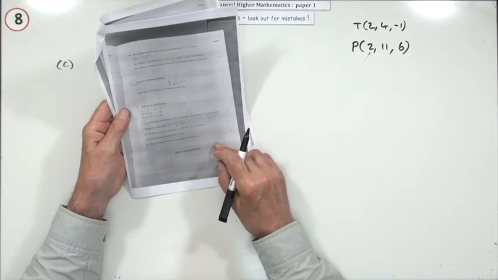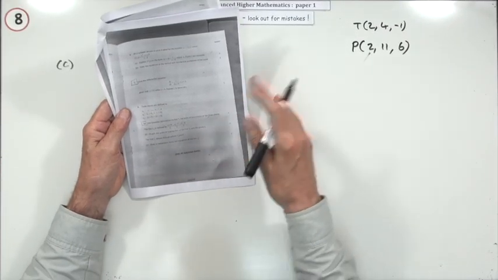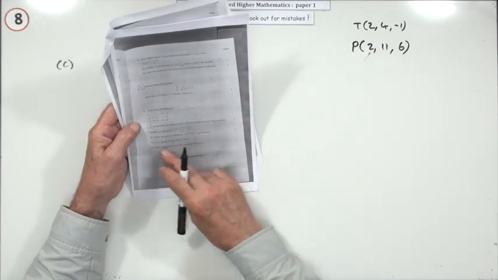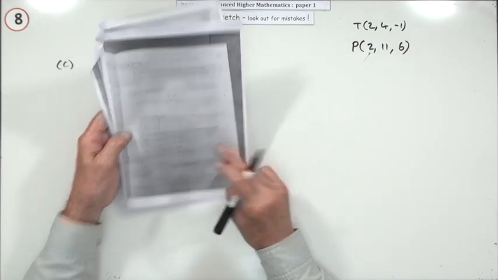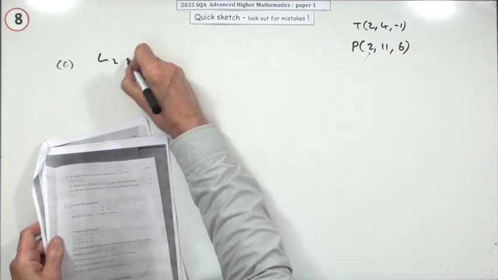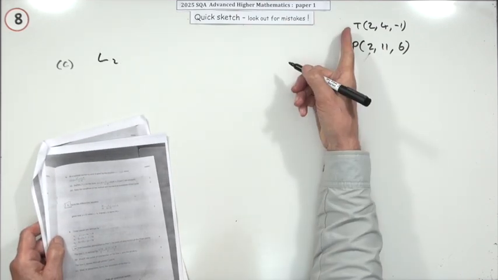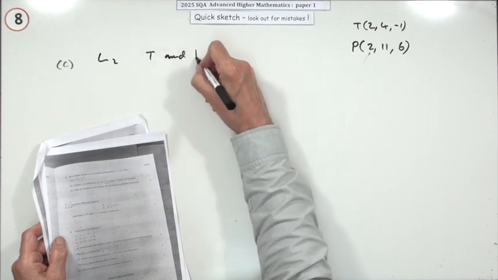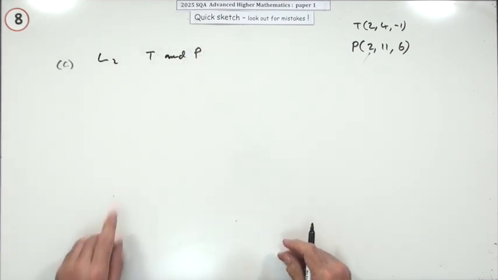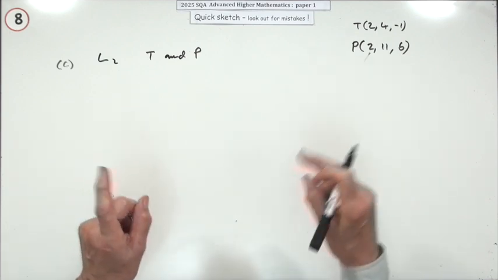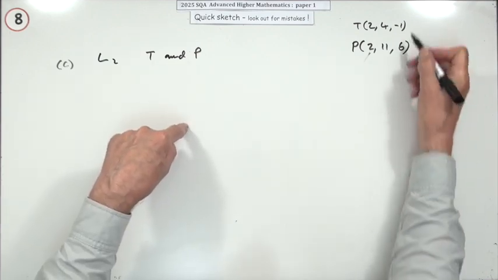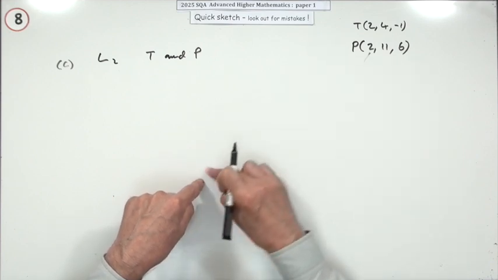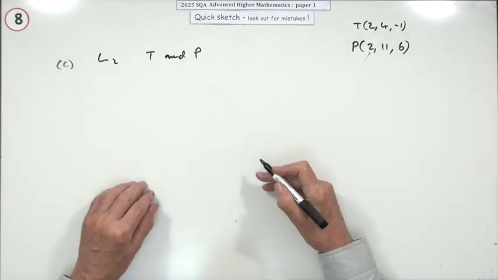And then part C, it says, find in parametric form, that's the same form that you put into the equation of the plane to find the point of intersection, find in parametric form the equation of this line L2, which passes through the points T and P. So it goes through T and P. Well, if you want the equation of a line, you just need two things. A point on it, pick either of them, and a direction to go in. And then you can step off in that direction to find all the other points in the line.